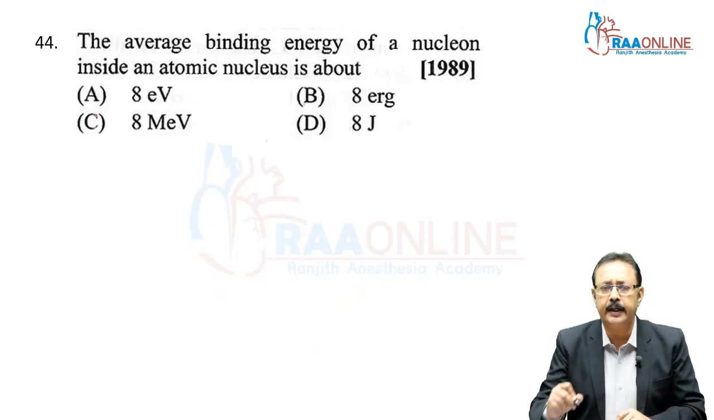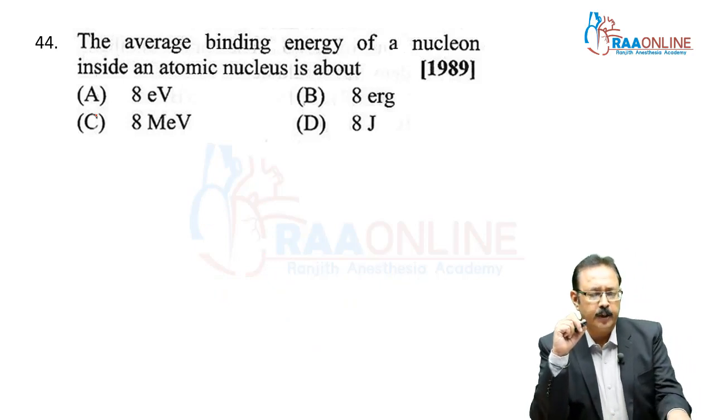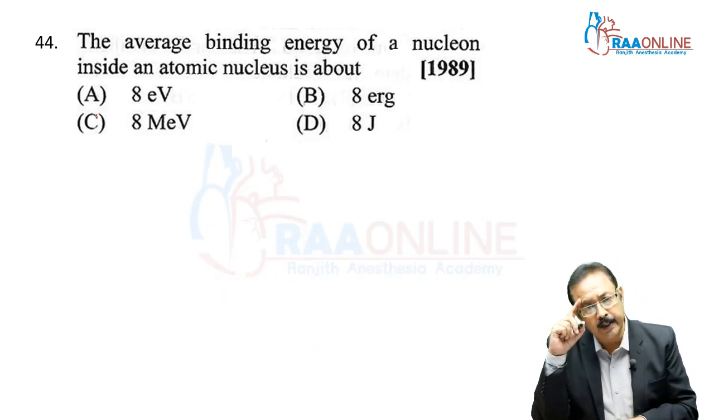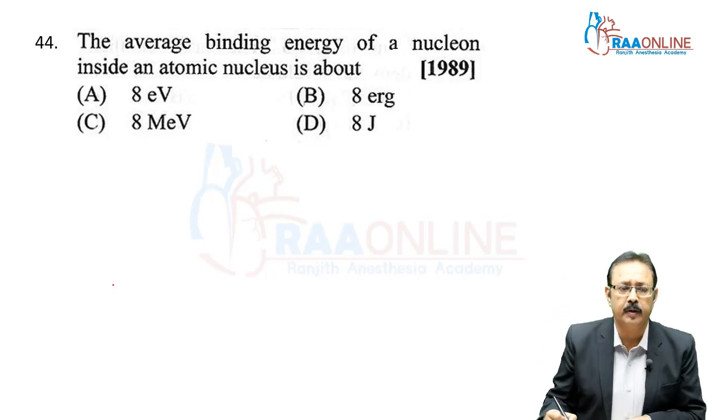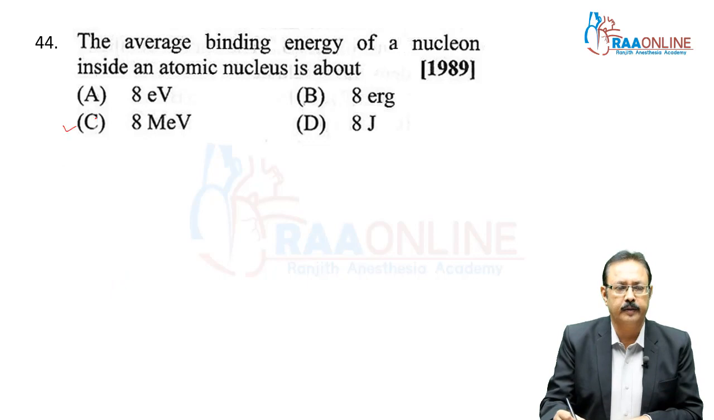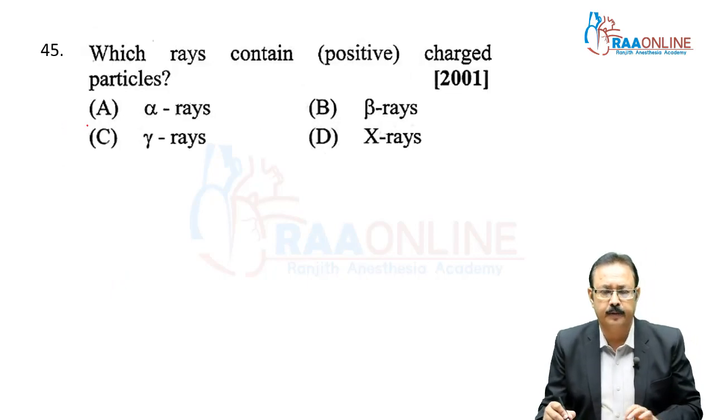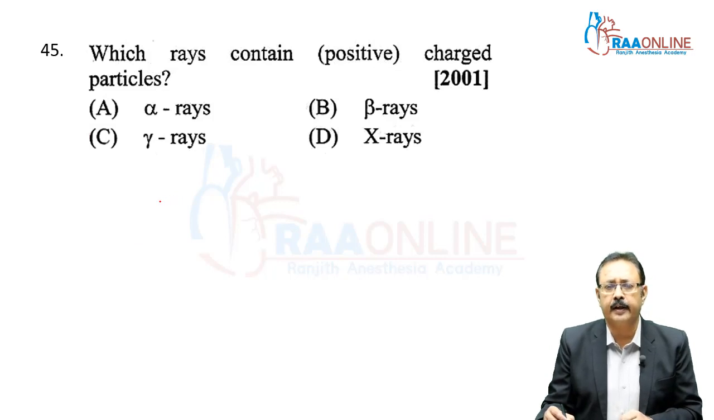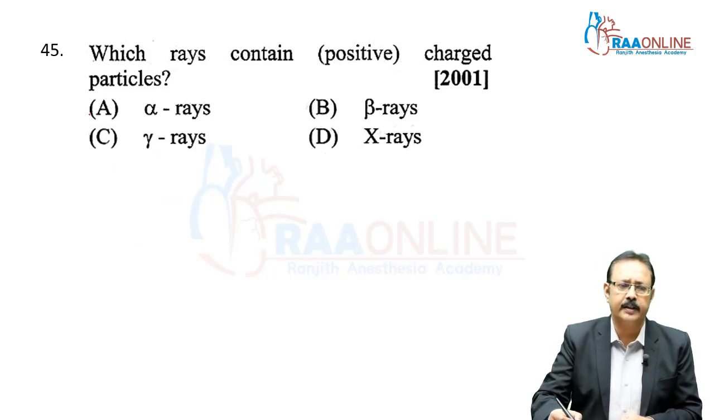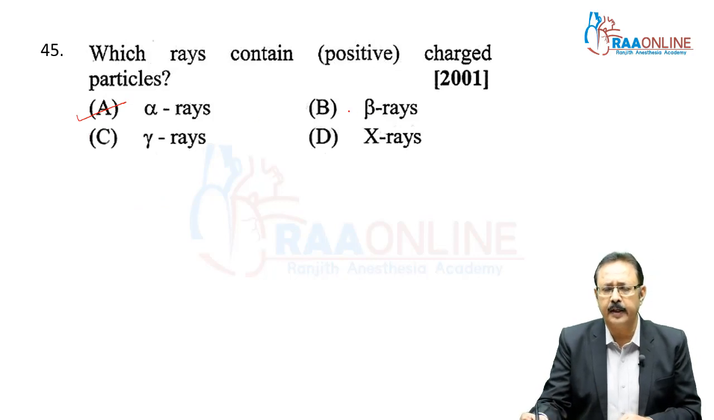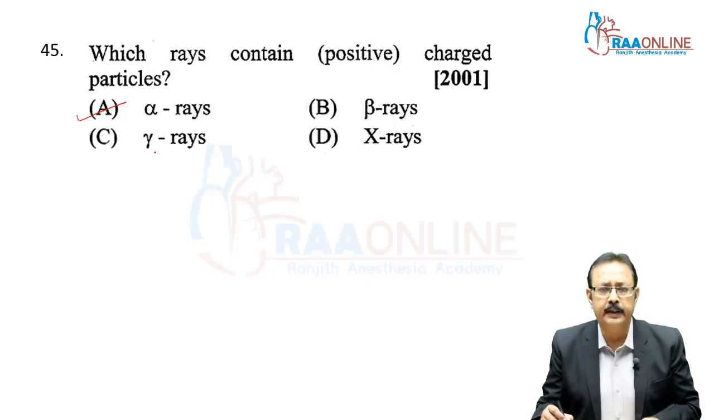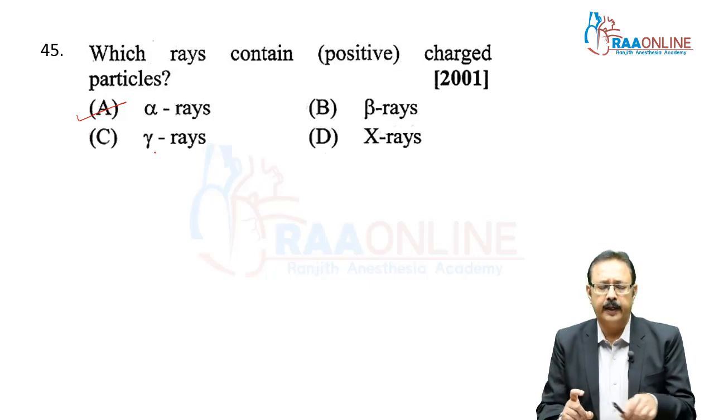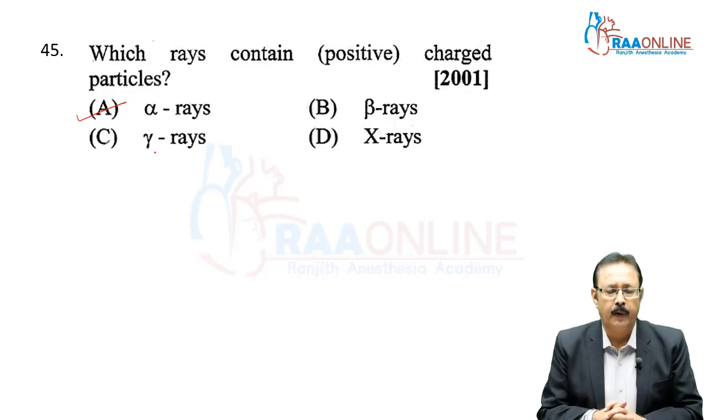Next, it is from 1989 AIPMT. The average binding energy of a nucleon inside an atomic nucleus is about 8 mega electron volt. Next, which ray contains positively charged particles? Only alpha rays. Beta rays are negatively charged particles, and there are no charged particles in X-rays and gamma rays. So in this way, we have completed the 18th unit, atoms and nuclei. Thank you.